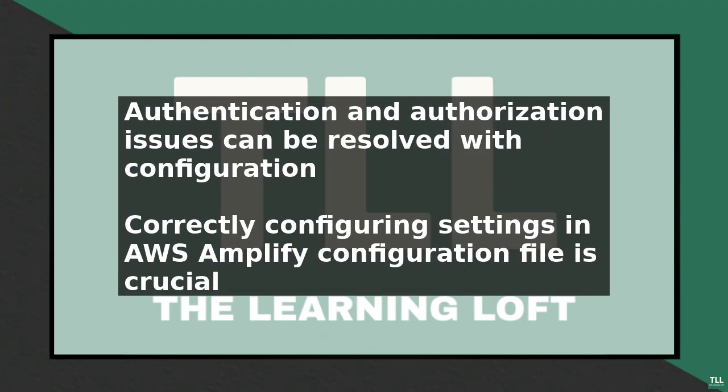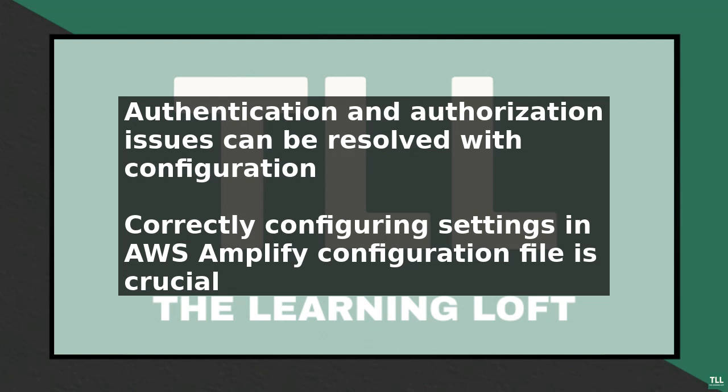To resolve this issue, ensure that you have correctly configured your authentication and authorization settings in the AWS Amplify configuration file. You can use AWS Amplify's built-in authentication and authorization features, such as Amazon Cognito, to manage user access to your API. Another common issue is data modeling and schema design.